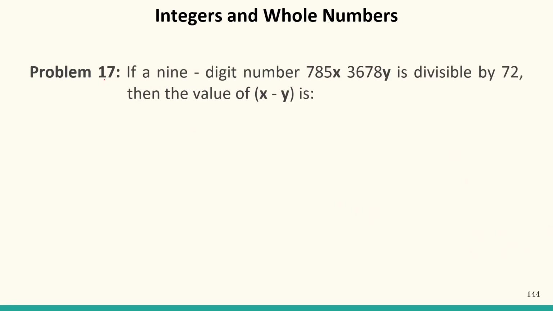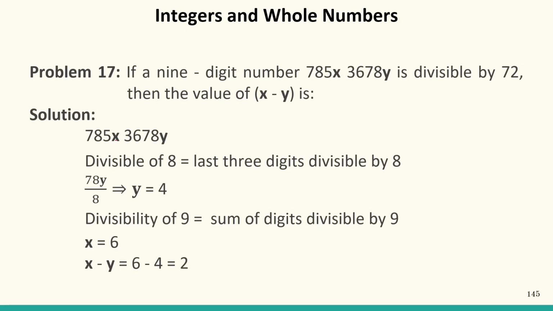Right. So let's go forward with 17. That is, if a 9-digit number, that is this, is actually divisible by 72, then the value of x minus y is equal to 40. So if this is divisible by 72, then this must be divisible by 8. So the last 3 digits will be divisible by 8. So 78y is actually divisible by 8. Okay. So what should be y?